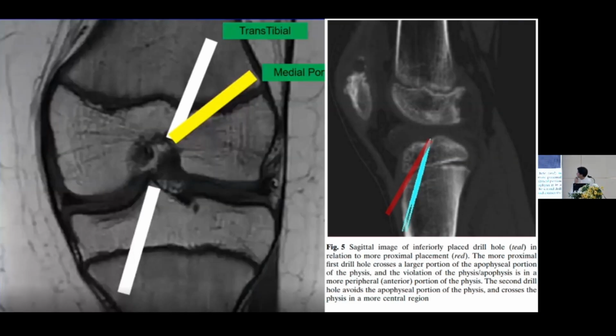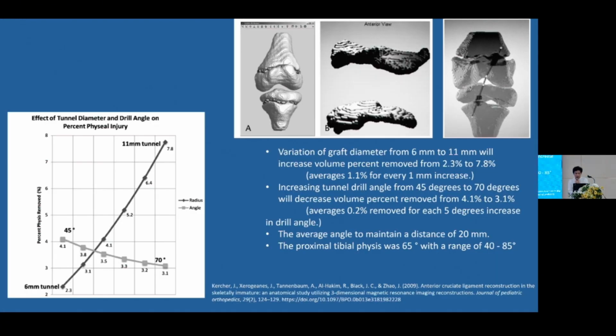And if you put it more vertical in the femoral tunnel, if you do the transtibial technique, it can decrease the percentage of violation to the physis, as you can see the white line. If you use the anteromedial portal during drilling, you can violate the physis more in the femoral condyle. And if you put it more vertical in the tibial footprint, you can decrease the percent of violation of the physis.